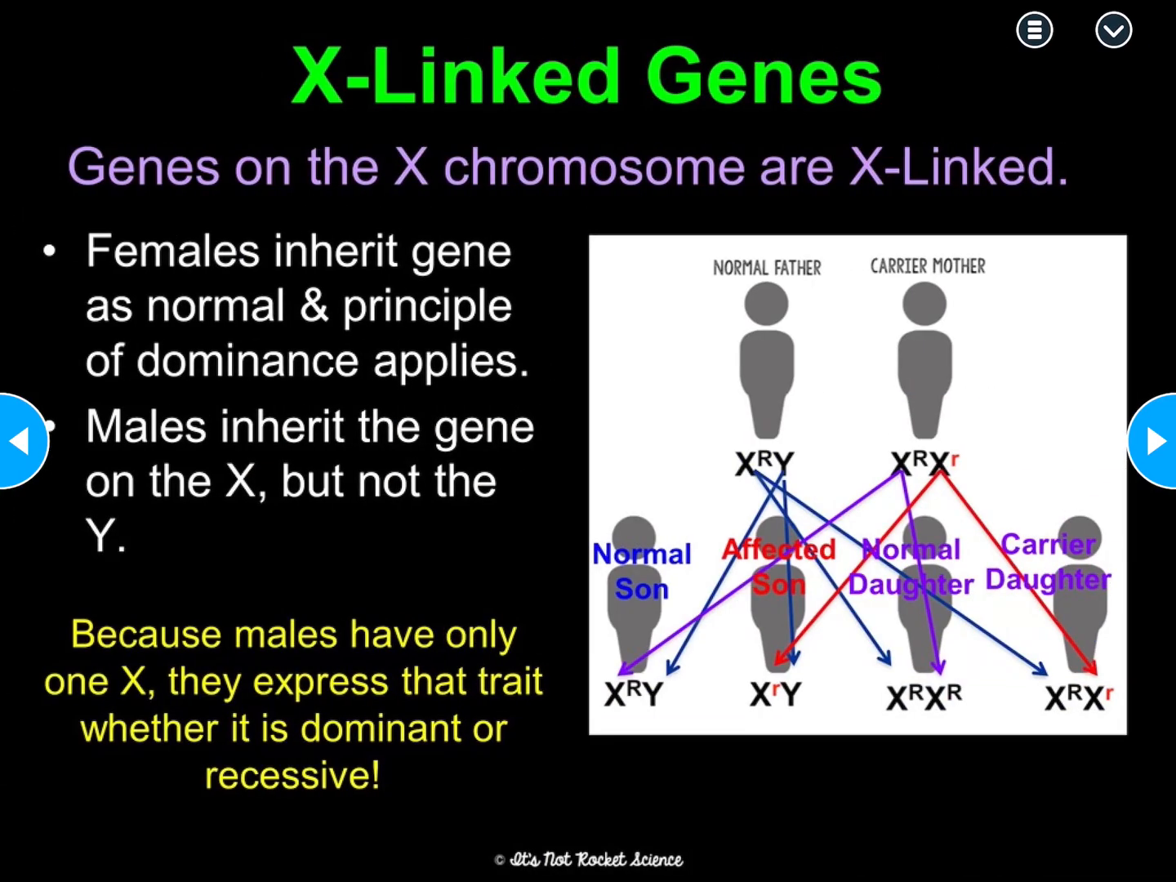All right, genes on the X chromosome are X-linked. Females inherit the gene as normal and the principle of dominance applies. Males inherit the gene on the X, but not the Y. So that is why a lot of times if there's an X-linked disorder, males tend to get it, because females have two X's, so the dominant X can hide the recessive X, whereas males only have one X. So if they get the gene, they're going to display the trait. This is where the word carrier comes in.